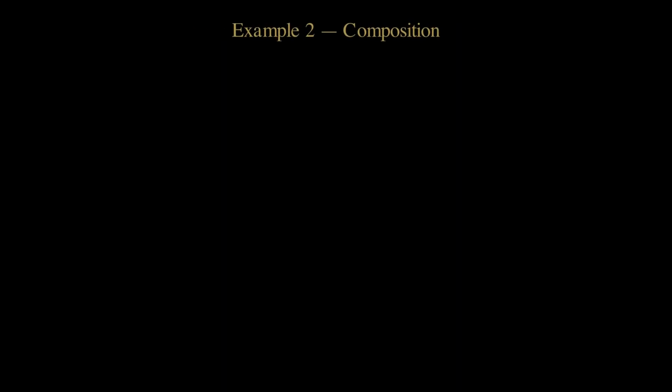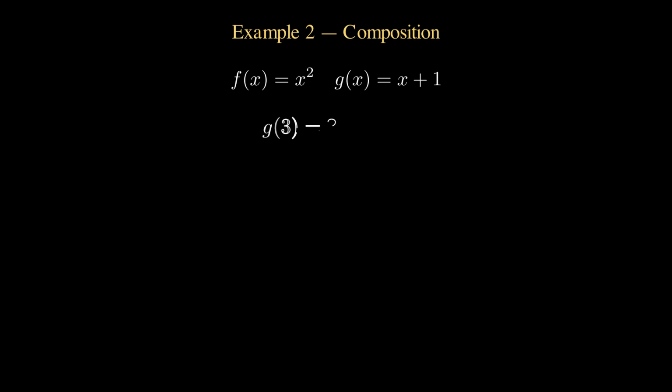Example 2, composition. Let f of x equal x squared and g of x equal x plus 1. Find f of g of 3. Always work from the inside out. First compute g of 3, which is 3 plus 1 equals 4. Then apply f to that output. f of 4 equals 4 squared, which is 16. If you tried to square before adding 1, you would be computing a different expression entirely. Inside first, outside second.